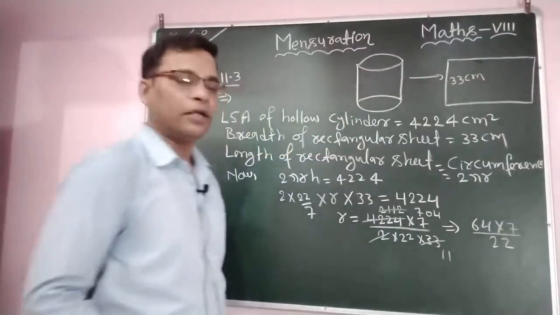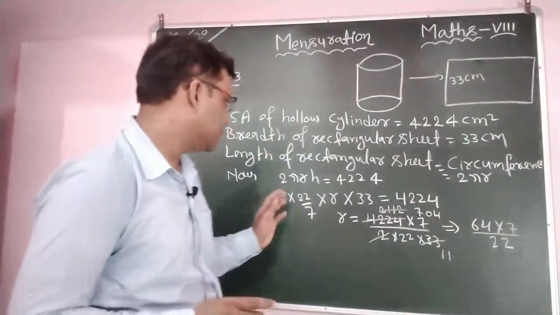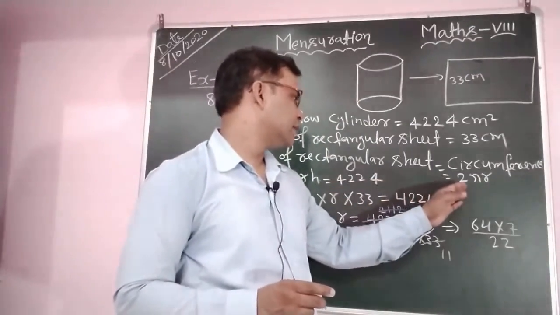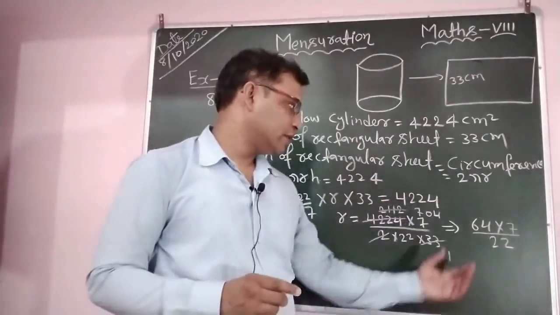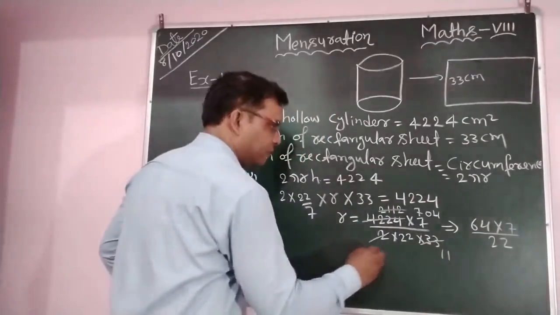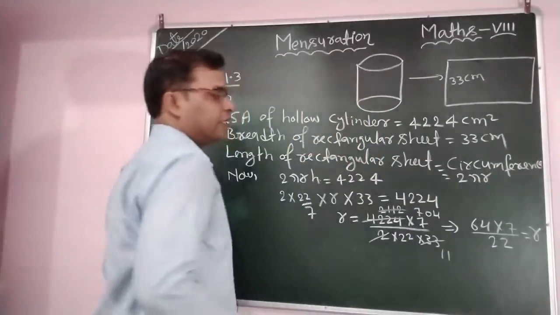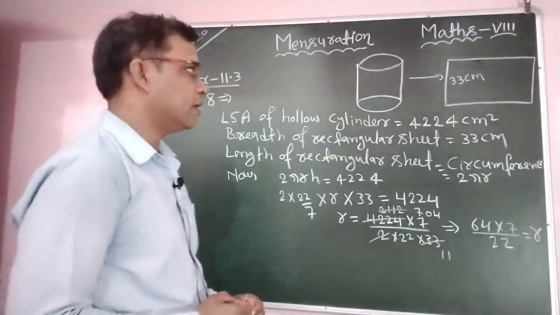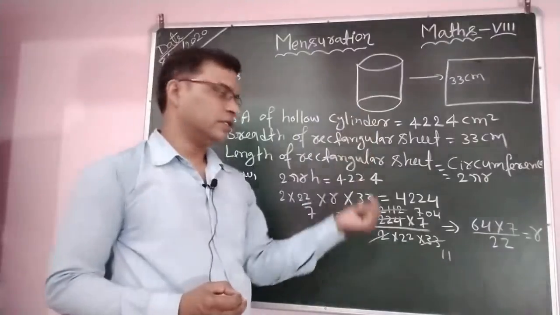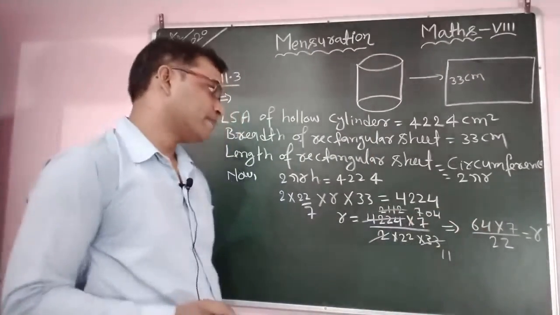Okay, so we need to find the length first. What is the length? Length is 2 pi r. So here we find the value of r, which is the radius of this hollow cylinder. So we find r is 64 into 7 by 22.